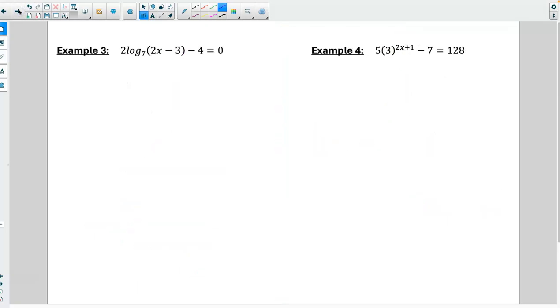Next, number 3. See, now we get a little not so nice. Yeah, that's actually a lot. Dude, this is actually crazy. What would be your first step? Eliminate that 4. Add 4. Yep, eliminate the 4. We're going to do an inverse operation to get that 4 to the other side. So that cancels, and I get 2 log base 7 of 2x minus 3 equals 4.